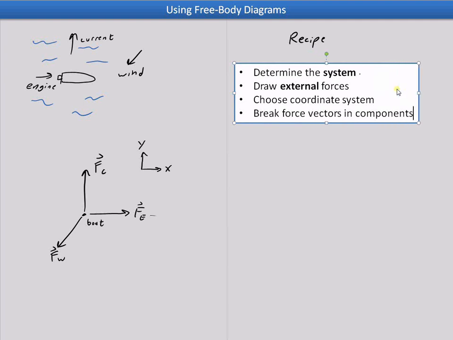So like I said, it's very easy to do for the force from the engine and the force from the current. What about the force from the wind? Well, we do have to break that one up into its components. So we would have here a negative x component and a negative y component. Let's clean that up a little bit. And we would need to have some angle theta in here. So this x component we could say is equal to the magnitude of the wind force times cosine theta, and then this vertical component is the magnitude of the wind force times sine of theta.